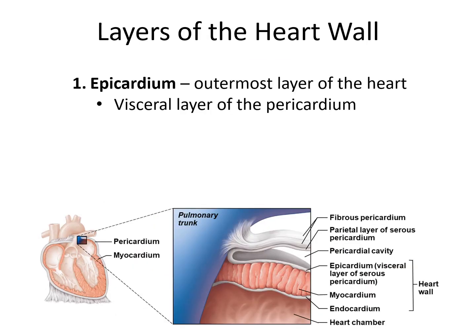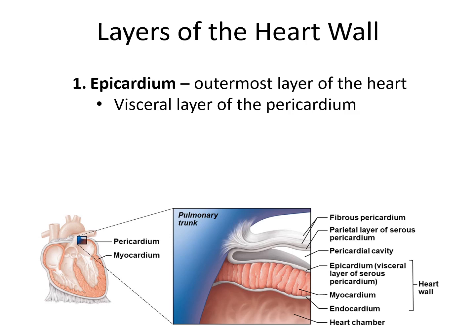So what are the layers of the heart wall? This is very similar to other layers that we've talked about, layers of muscle, layers of nerve, bone, so very similar. The outermost layer is the epicardium. It's the visceral layer of the pericardium. So we said that we have the pericardial cavity, the pericardial sac. Part of that pericardium is attached directly to the heart.